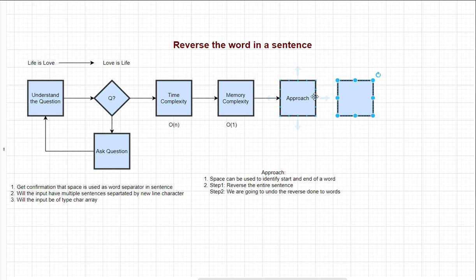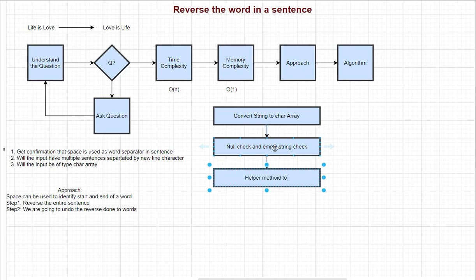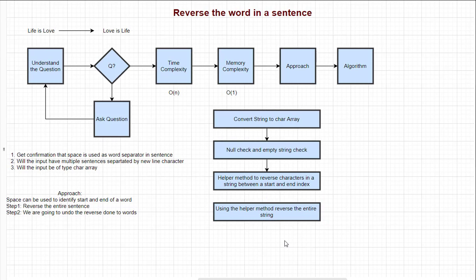If the input for our program is a string, first we have to convert the string into a char array. Next, we have to do a null check and empty string check on the input that we have got. Next, we have to write a helper method for reversing a set of characters in a string. This helper method will get three arguments. The first argument is the string on which we are going to work, the second argument is the start index of the string, and the third argument is the end index of the string. The characters between the start and end index should be reversed. You will understand this better when we go for coding.